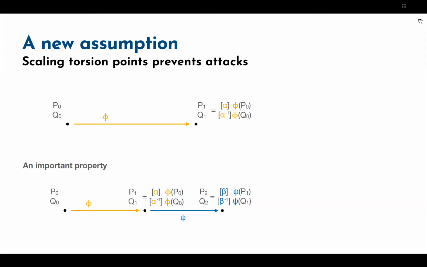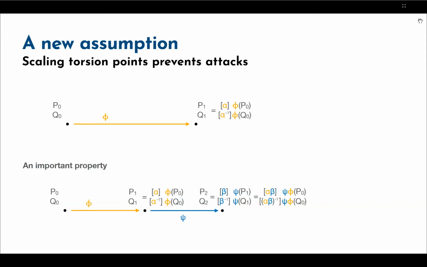And if you do this, because of the mathematical structure of isogenies, we have that this holds. So applying psi and co-isogeny, P1 and Q1 as given by beta, is the same as mapping the initial points P0 and Q0 under the composition isogeny, psi composed with Y, and scaling by the product alpha.